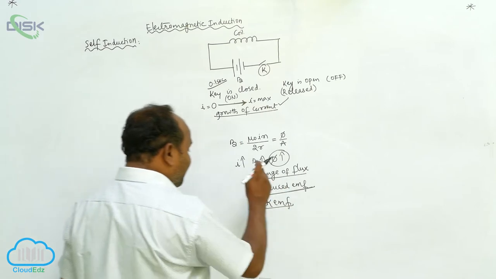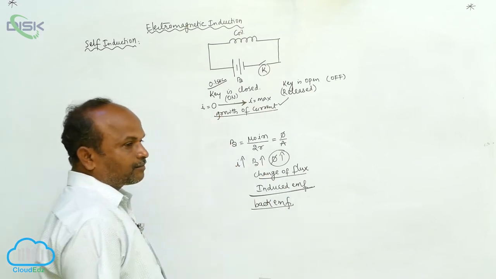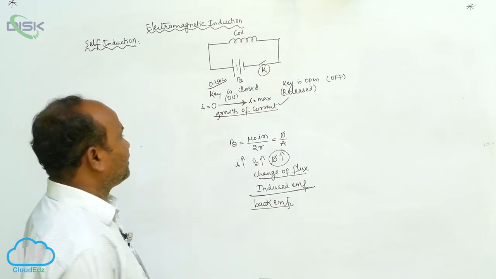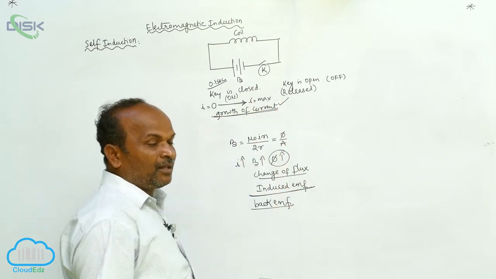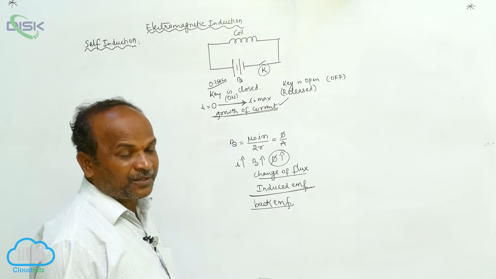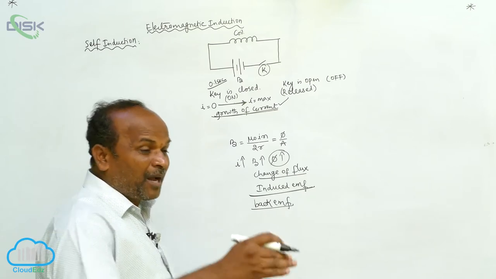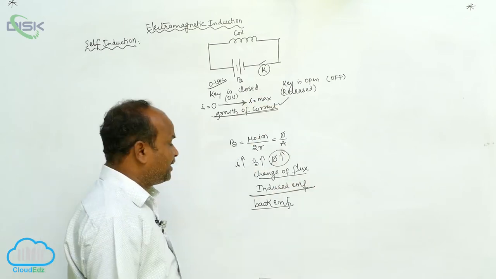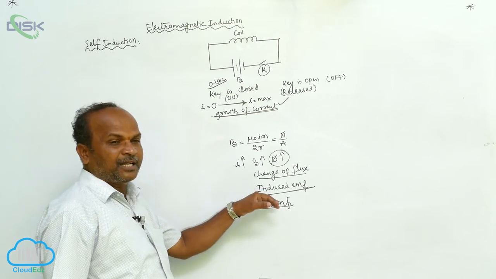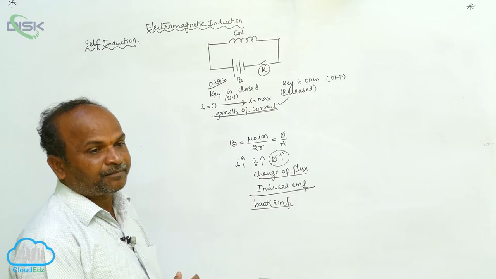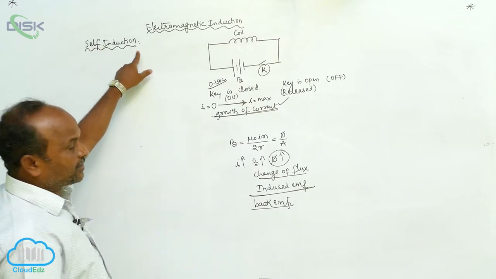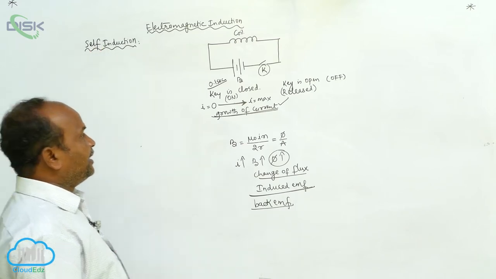Because of this back EMF, the growth of current is opposed. The property to oppose the growth of current, just because of induced EMF, is called self-induction.